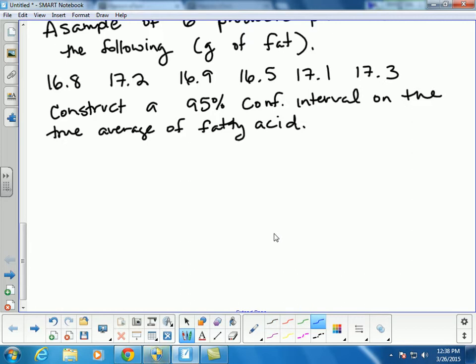The first thing you need to do is determine the sample size. The sample size is not 5. The sample size is 1, 2, 3, 4, 5, 6, or it says up there 6. So n is 6 because that means small sample. We know that we have a degree of freedom measure that is 5.